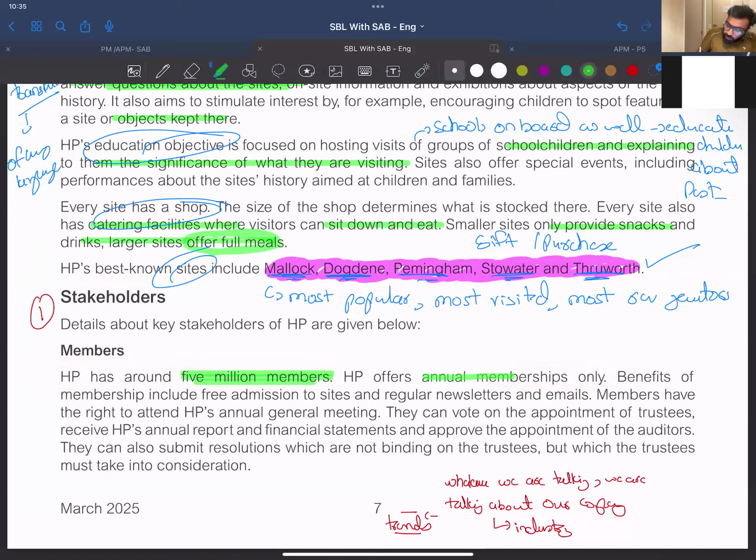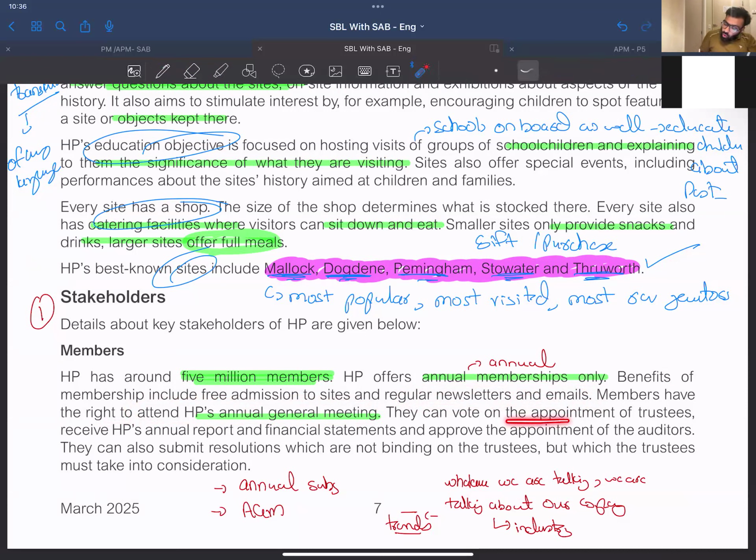Annual memberships only. We offer annual memberships. Now this is something interesting: we do not offer monthly or weekly subscriptions, right? Benefits of membership include free admission to sites and regular newsletters and emails. Members have the right to attend HP's annual general meeting. So members have an annual subscription, and apart from that, members have a right to participate in the AGM, which itself is a good one.